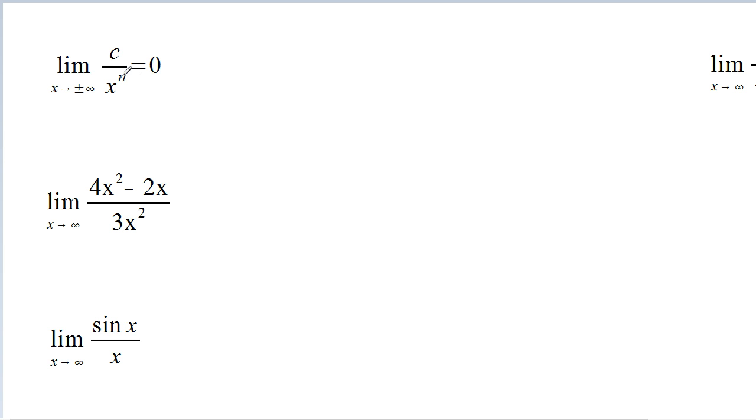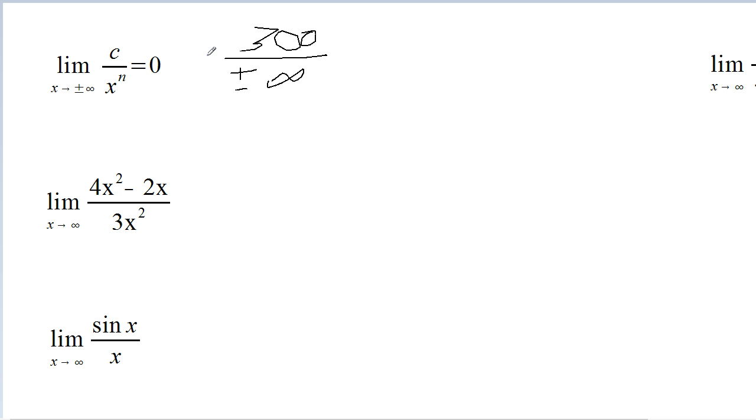So the first thing they teach you is the limit as x approaches positive or negative infinity of some constant c divided by x to the nth power is equal to 0. So that's interesting, but let's get some intuition behind this. Say c is some pretty big number, let's say it's 300. So we have 300 divided by what will always be plus or minus infinity.